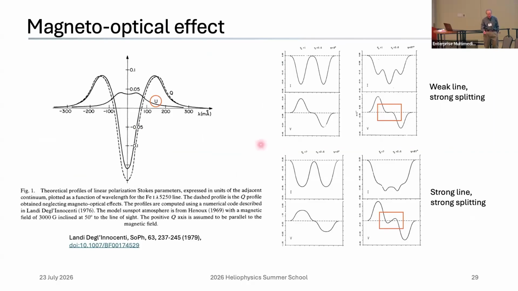Here's another example of a magneto-optical effect. You saw this, where it does this. This is a line where these are theoretical profiles of the Stokes U parameter in a coordinate system where it should be 0.